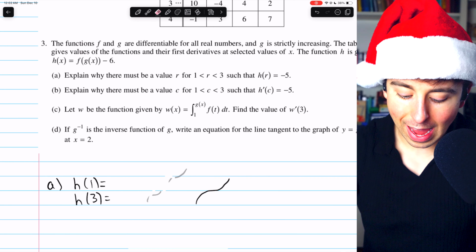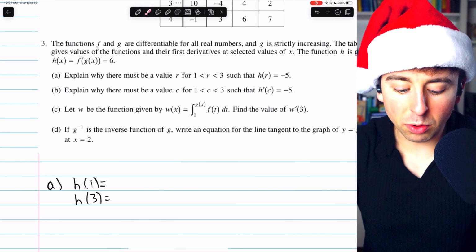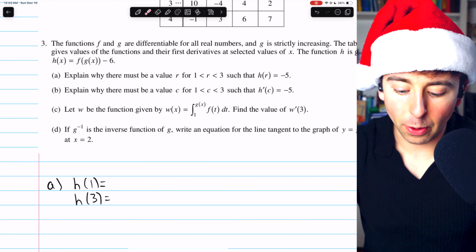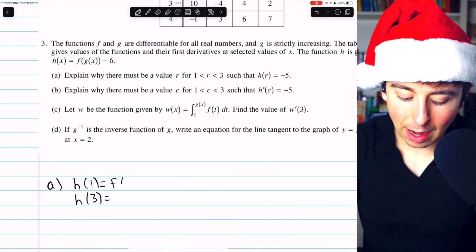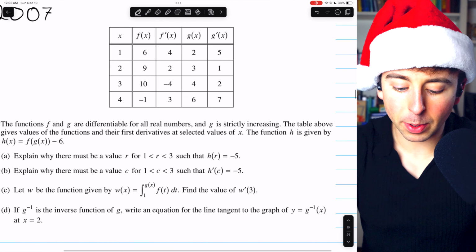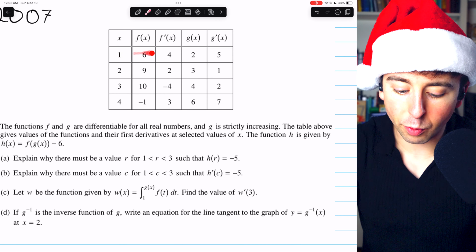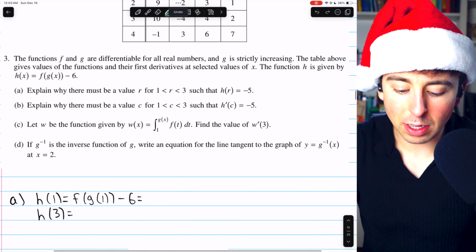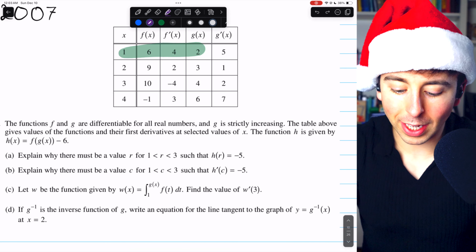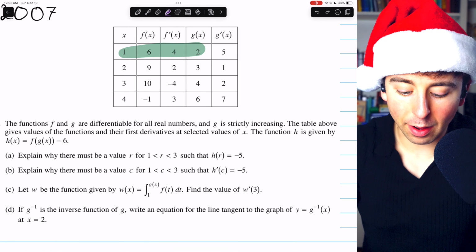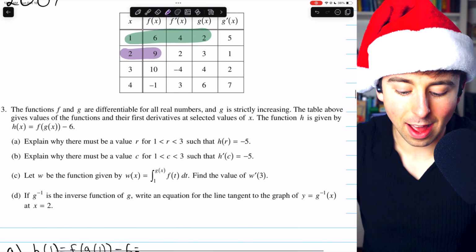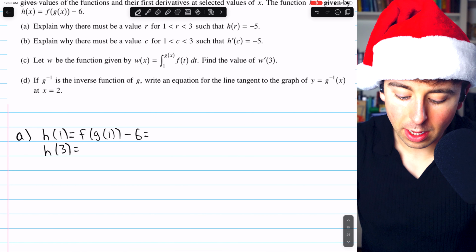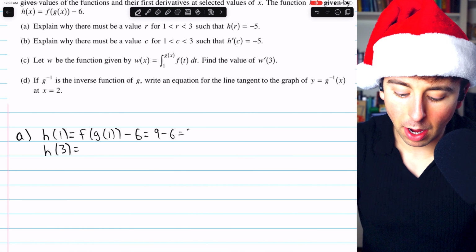So let's evaluate h of 1 and h of 3 using the definition of h and our table of values. H of 1, by definition of h, is f of g of 1 minus 6. Looking at the table, we can see that g of 1 is 2. Then we need to plug that into the function f. So we're plugging 2 into f. F of 2, we see, is 9. So this should be 9 minus 6, which is +3.